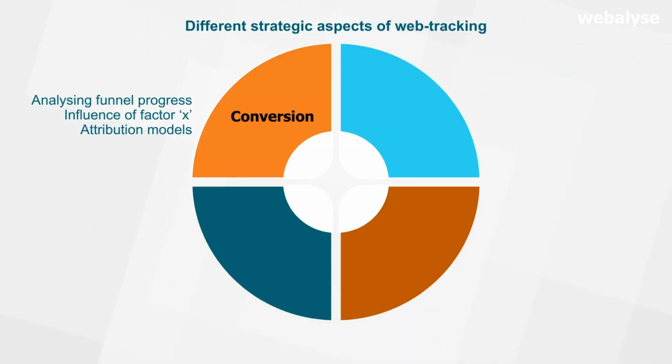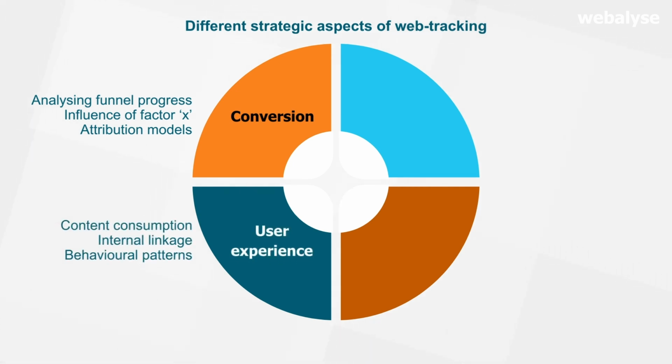So there are 4 different major aspects of what you can measure in web tracking. The first one is conversion: analyzing funnel progress, the influence of a factor X, and attributing sales down towards campaigns, to assets I used beforehand, and so on. So, the conversion focus.